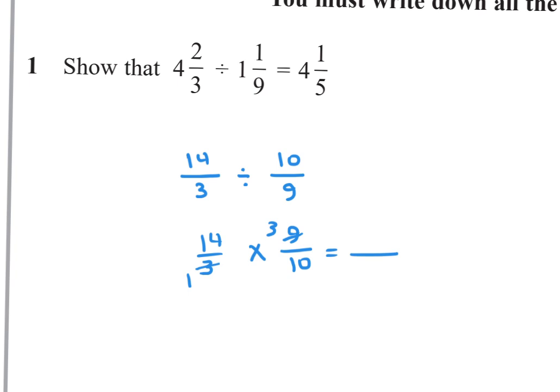Now multiply. 14 multiplied by 3 is 42. 1 times 10 equals 10. We can simplify. Divide by 2, divide by 2. So 21 over 5. 21 divided by 5 equals 4, and remainder 1, so 1 over 5. So 4 and 1 over 5.